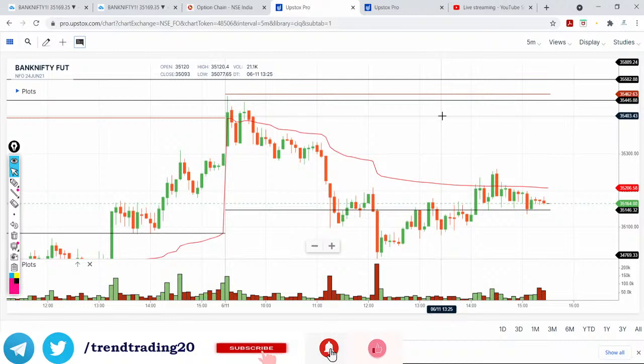One question, I don't know his name, ABC. Should we take a short if we see rejection from the level that we marked? Sir, I am not telling you to blindly take trades. There are different trading strategies. In the next 2-3 weeks, I will share a trade setup for free also. I will try, but I can't promise I will share.